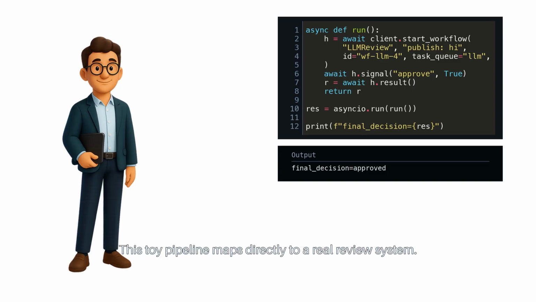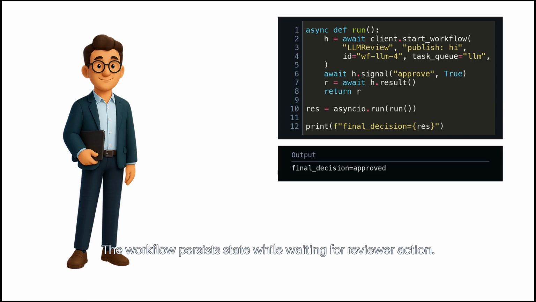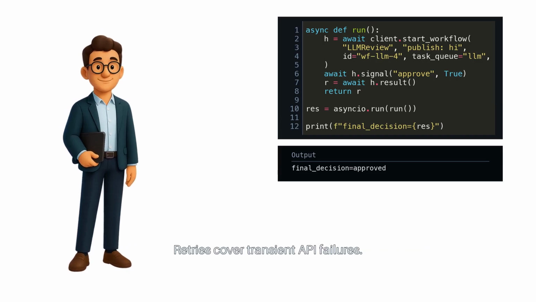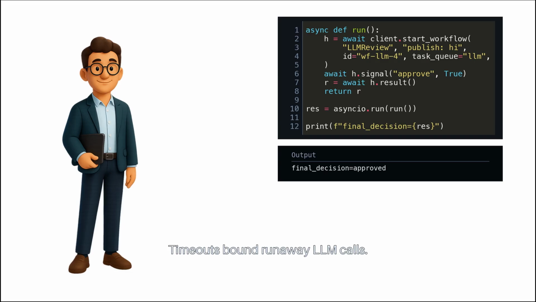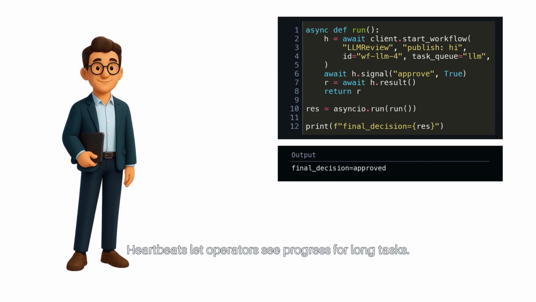This toy pipeline maps directly to a real review system. In production, the same pattern guards content publishing. The workflow persists state while waiting for reviewer action. Retries cover transient API failures. Timeouts bound runaway LLM calls. Heartbeats let operators see progress for long tasks.